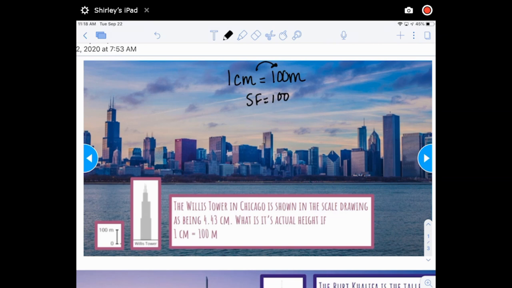Some of you are not reading the problem closely. So it said the scale drawing was 4.43 centimeters. So I know that in the drawing, it's 4.43 centimeters. I need to know its actual height in meters. So since my scale factor was 100, we're going to multiply that by 100, and you should have gotten 443. That's how all of those first 3 problems worked out. Scale factor was the same, calculated that it was 100. So I took my scale drawing, scaled it up by multiplying.